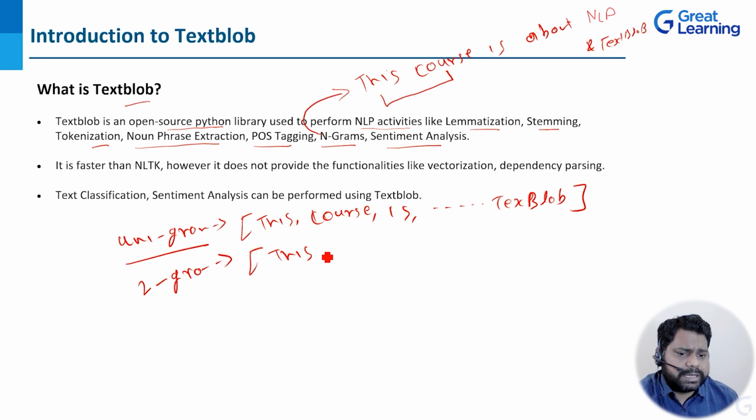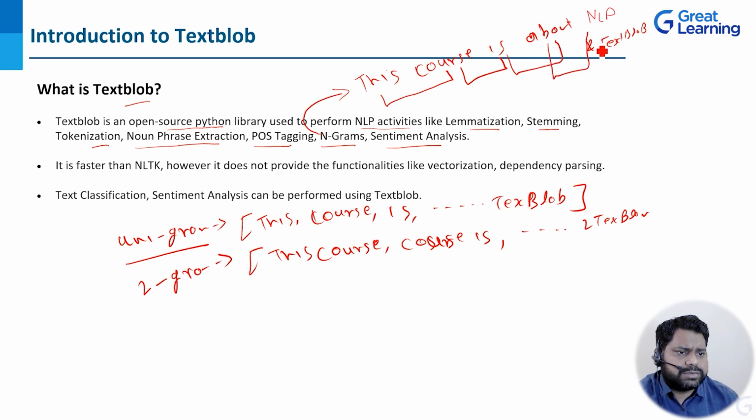This course will become 1 word. Course is will become 2. Similarly, and text blob will become third. So this will become second, this will become this, then NLP and this, then this text blob and text blob. So this way we can create unigram, bigram, trigram, quadgram. However many grams we want to extract, we can get that.